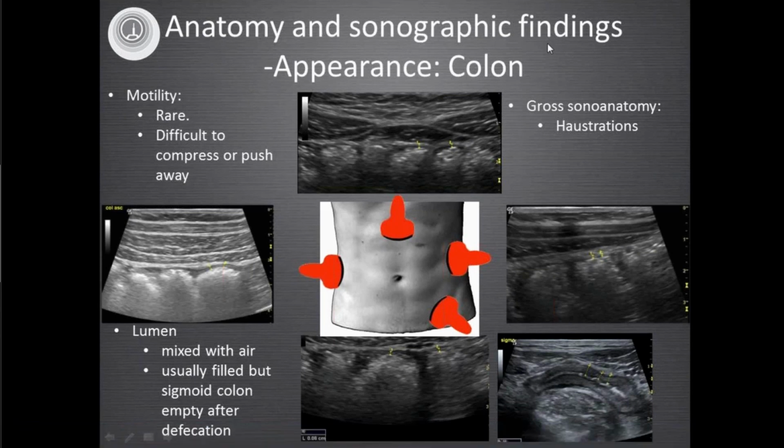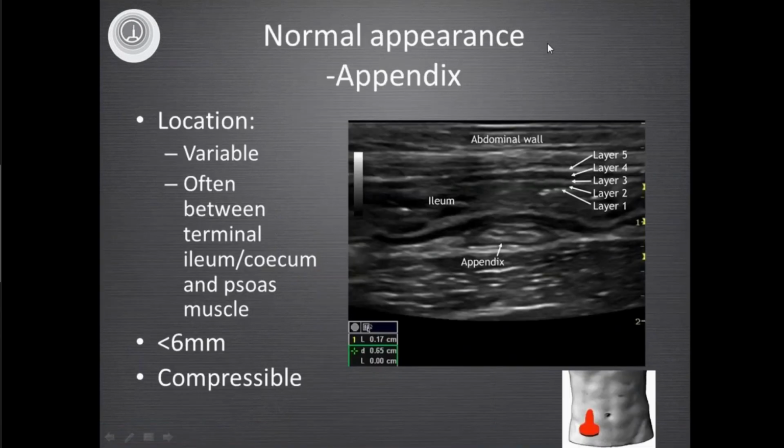In the appendix, it's always attached to the cecum, obviously, but it can have variable direction inside the abdomen. But you can often find it between the terminal ileum and the cecum. It should be below 6 millimeters, and it should be compressible like this one here.